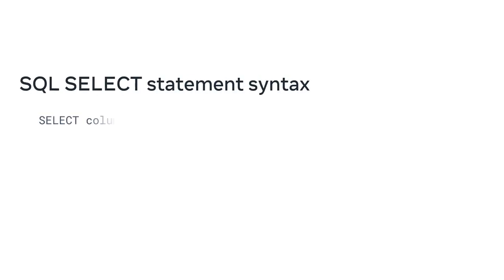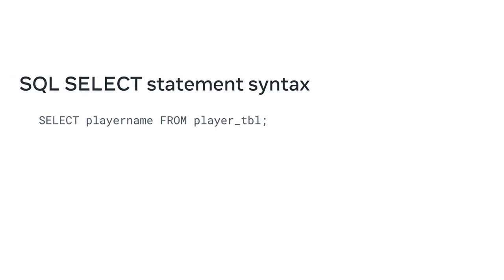A basic SQL select statement is written as the select keyword, the name of the column that contains the data you need to query, then the from keyword, and finally the name of the table you want to query. For example, if I want to query data about the names of players from a soccer club database, I could use the following syntax: the select keyword, the player name column, and the from keyword, and finally the name of the table, which is player table. And although it's not mandatory, a semicolon is often added to mark the end of a SQL statement.